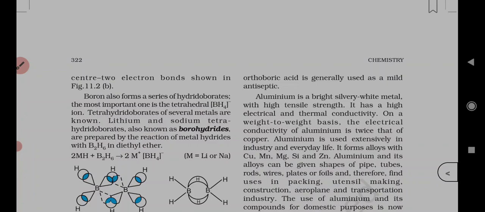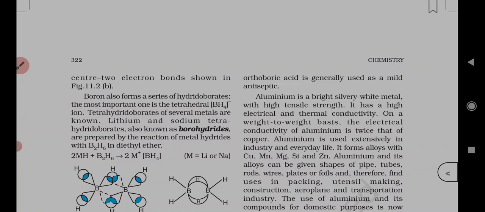The problem with it is, how is the question framed? The question can be: how many boron bonds are there? BB bonds. So there are no BB bonds, there are only BHB bonds. There are 2 BHB bonds, and there are 4 BH bonds. There are no BB bonds, there are only BHB bonds and BH bonds.